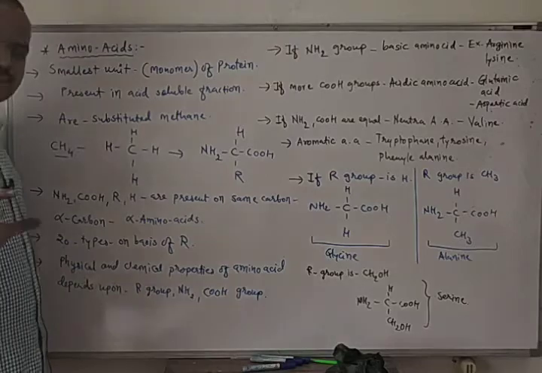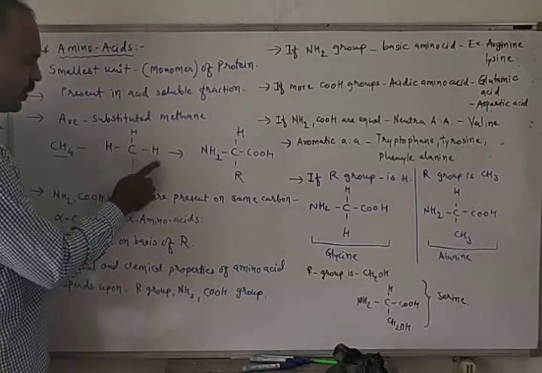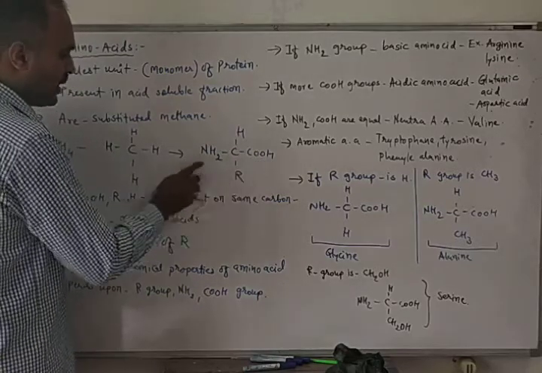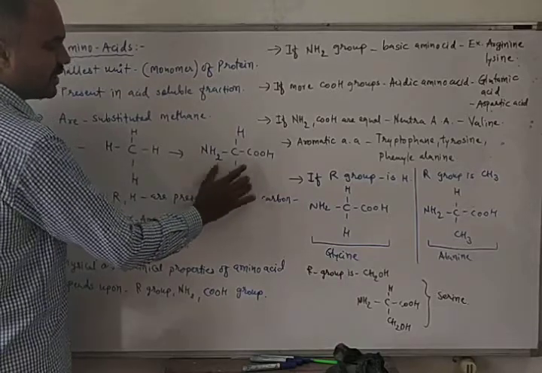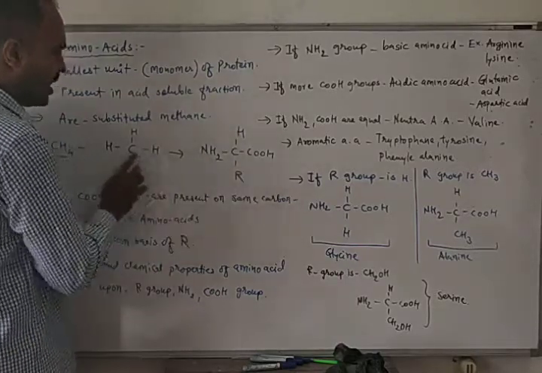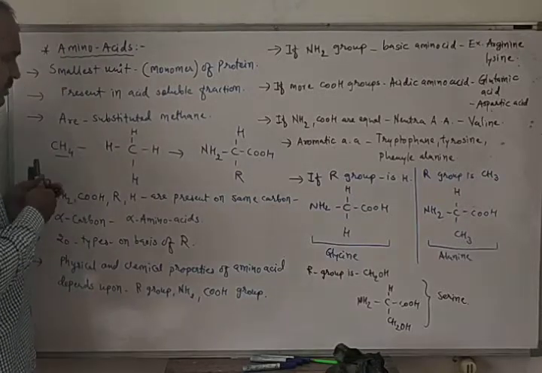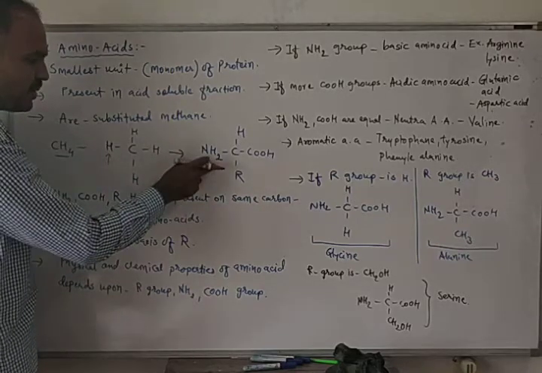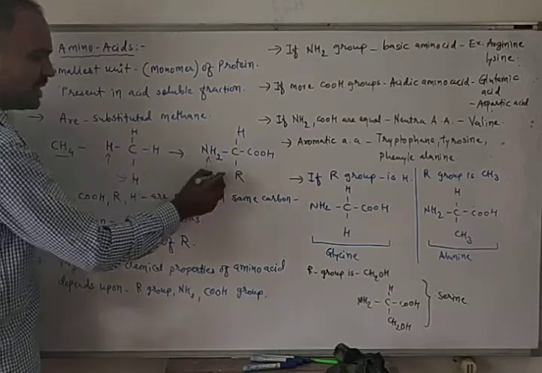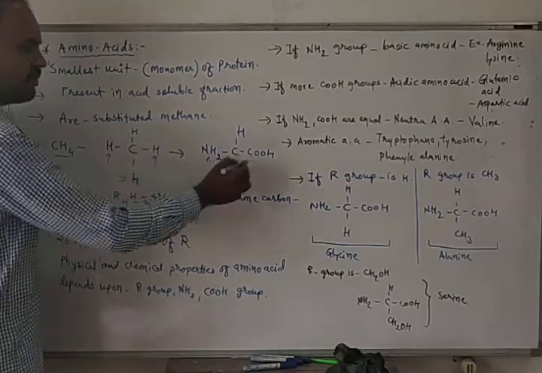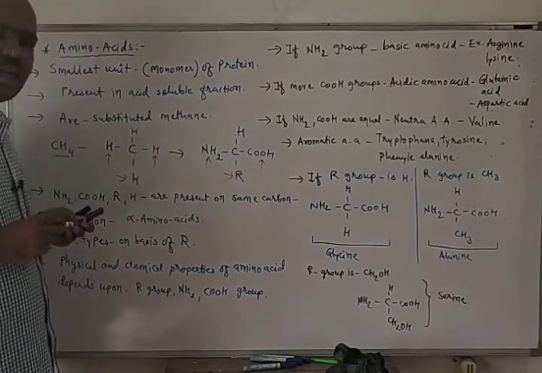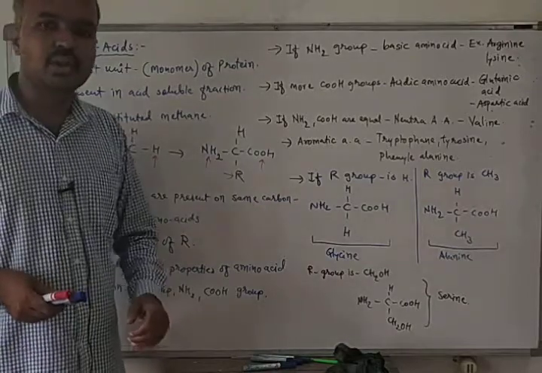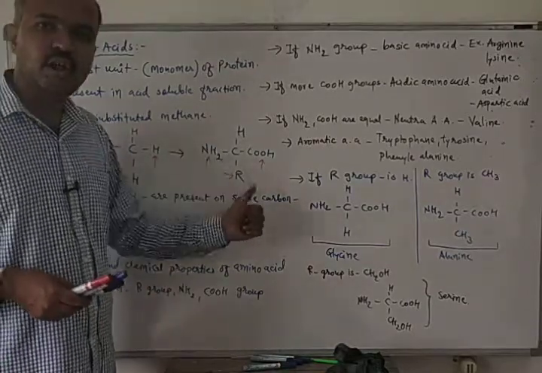Now if we substitute 3 hydrogens by an amino group, a carboxyl group and an R group, then we get the structure of the amino acid. Here we have substituted this hydrogen by the amino group, this hydrogen by the R group, and this hydrogen by the carboxylic group. In total, 3 hydrogens are substituted by the amino group, R group and carboxyl group, and in turn we get the structure of the amino acid.